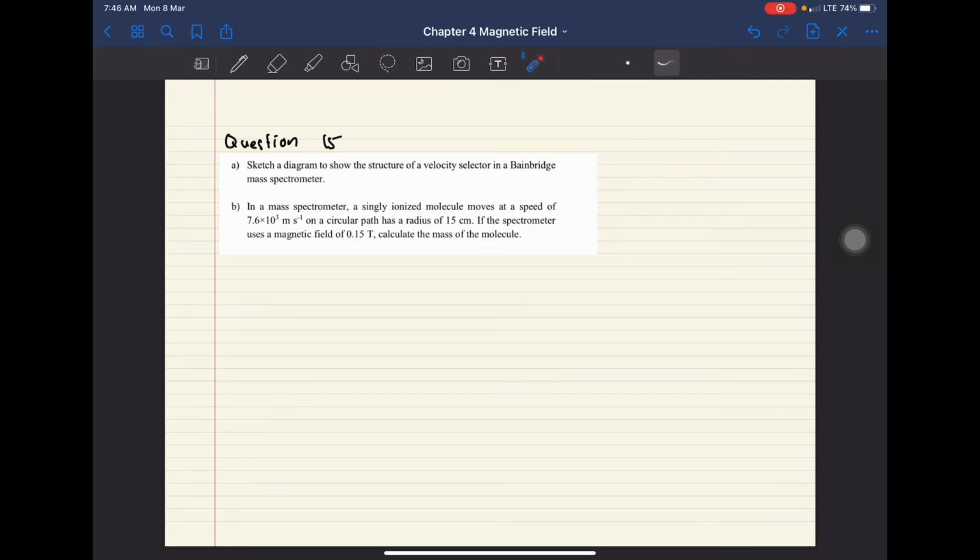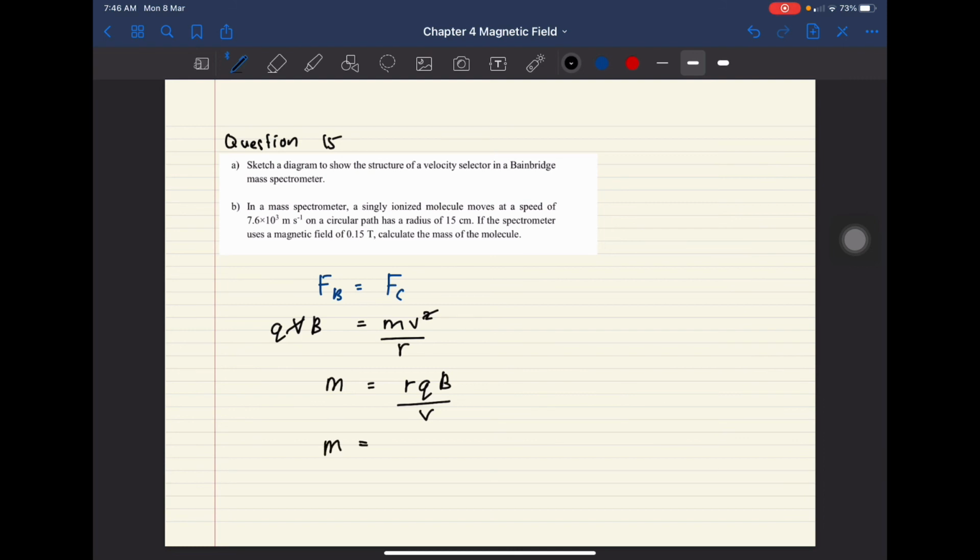So the important thing about mass spectrometer is that it uses a concept of Fc equals Fb. Fb equals Fc, I write in this way. So Fc is equal to mv squared over r, everyone knows this. And Fb is actually equal to qvb. It is actually qvb sine theta, but it is always 90 degrees. So if you want to find the mass, you can cancel out the v. So it will be rqb over v.